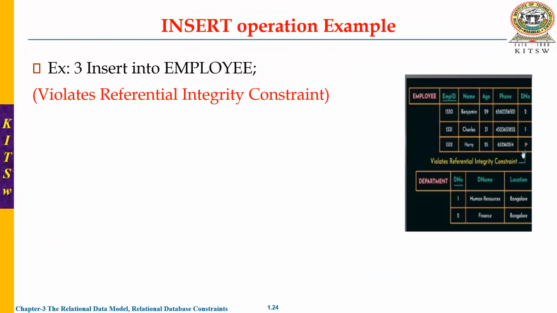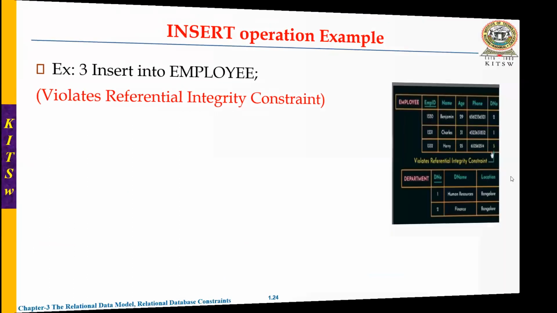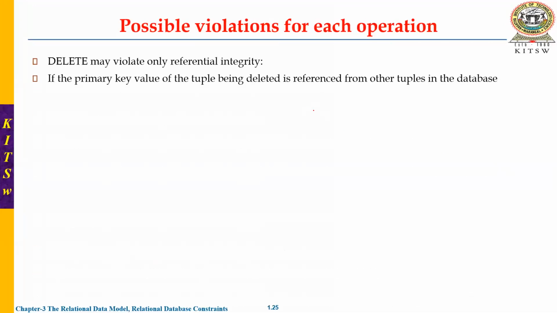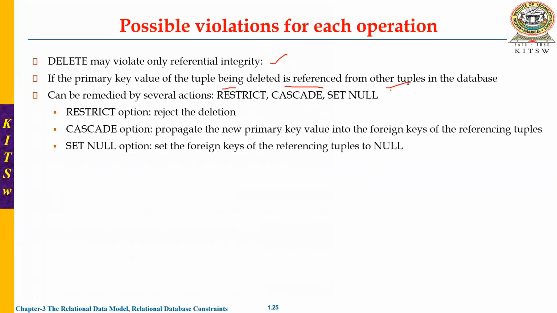So here, this violates department number, violates the referential integrity, insert into the employee. This comes under referential integrity constraints. It is going to violate. So delete may violate only referential integrity, if the primary key value of the tuple being deleted is referenced from another tuple in the database. This can be remedied by several actions like restrict, cascade, or set null.